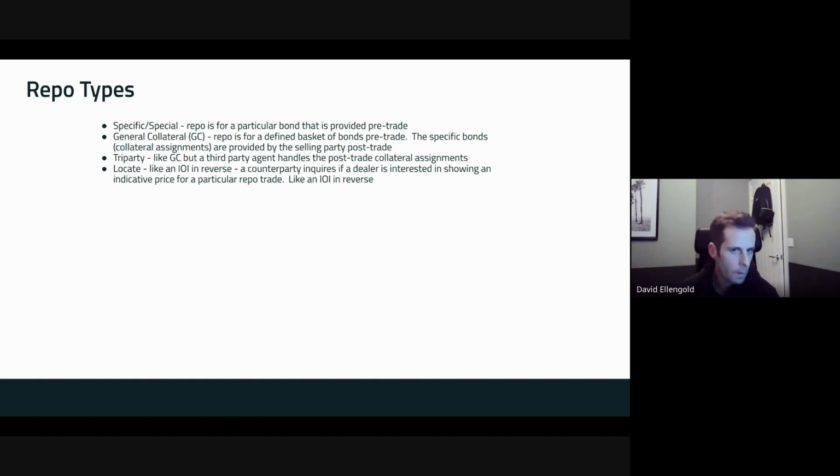There's also something called a locate, which isn't a trade. It's more like an IOI, but in reverse. So you might need to borrow a bond, and so you might send out a bunch of locate inquiries to dealers and say, hey, I'm looking to do this particular repo trade. Do you want to show me a price? And then the dealer might look at it and say, well, yeah, I've got those bonds, so I'm happy to quote this price. And it's basically like an indicative price, and then from there you might agree a trade afterwards. So hence why I say it's like an IOI but in reverse.